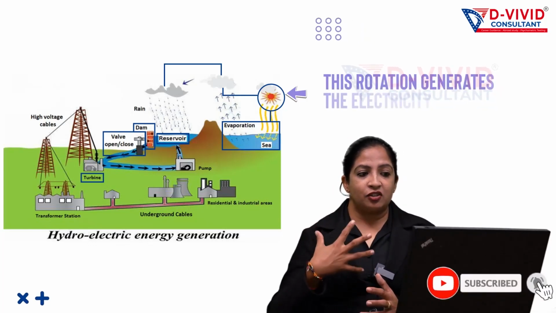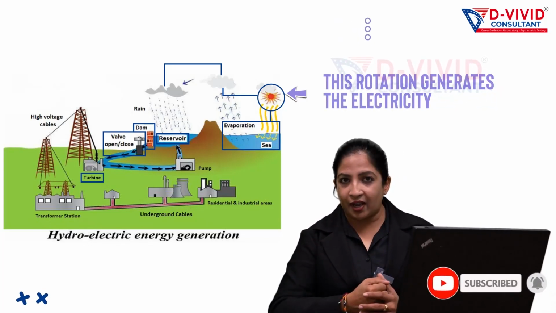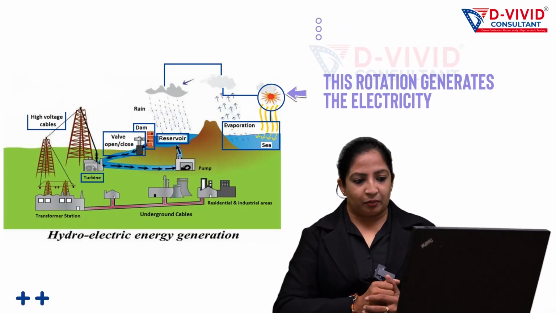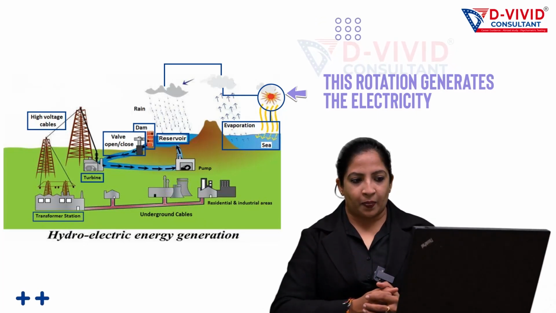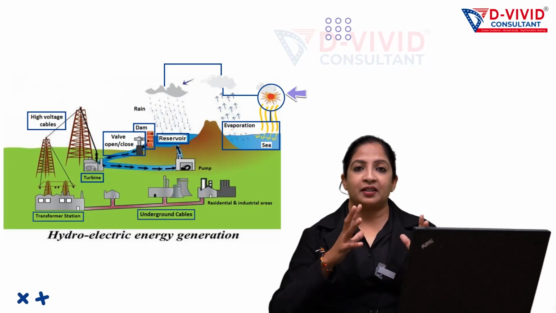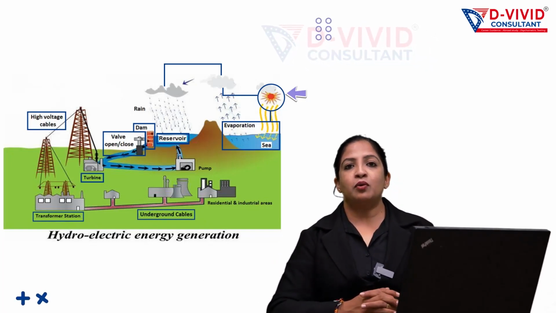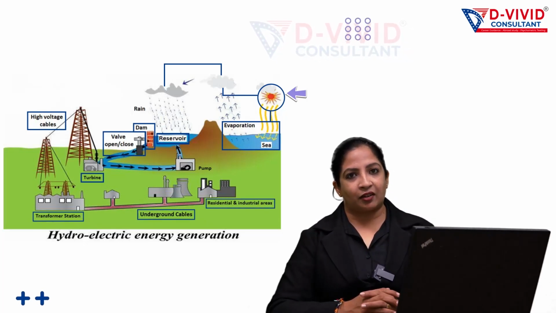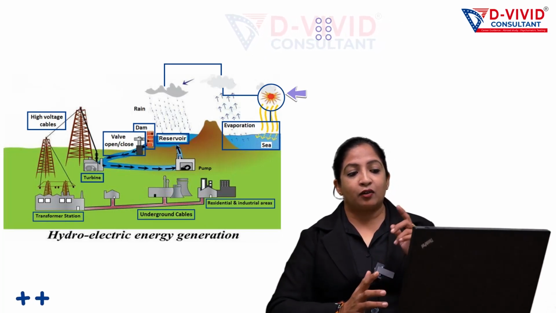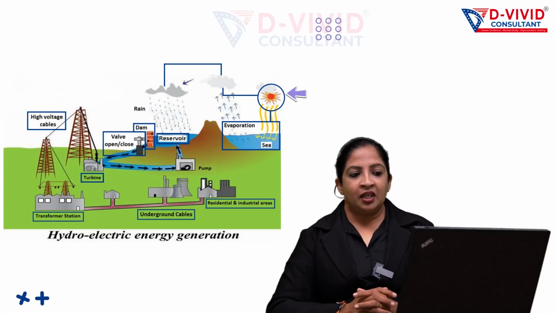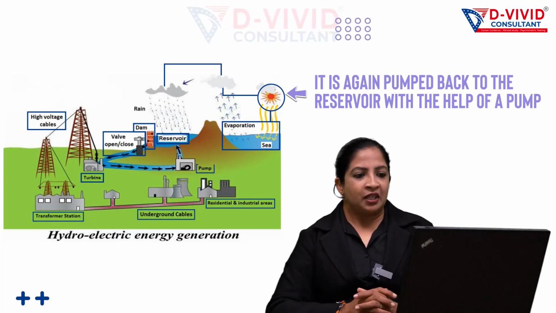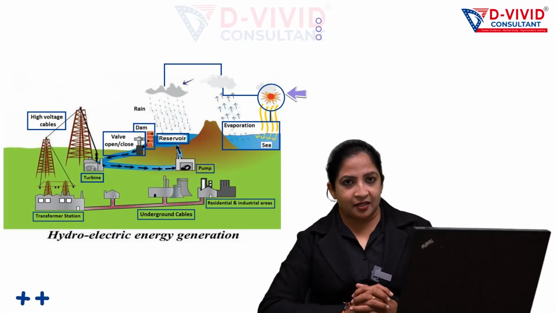This rotation generates the electricity, right, which travels through the high voltage cable to the transformer station, from where with the help of underground cable this electricity reaches the residential and the industrial sector of a city. Now what happens to the water that had rotated the turbine? It is again pumped back to the reservoir with the help of a pump. Now this is what the entire process is.